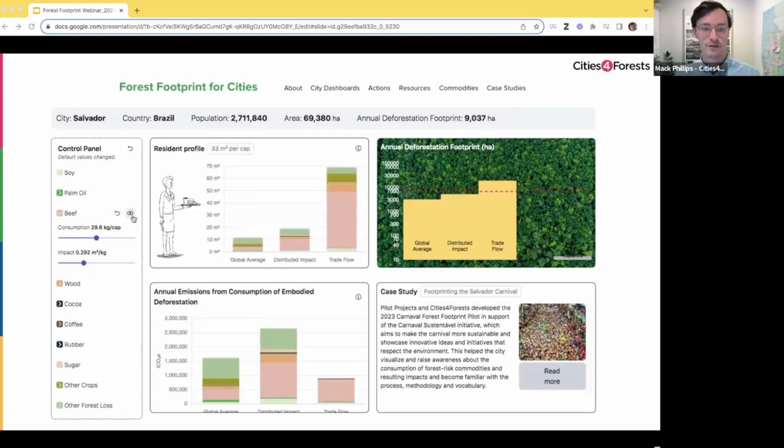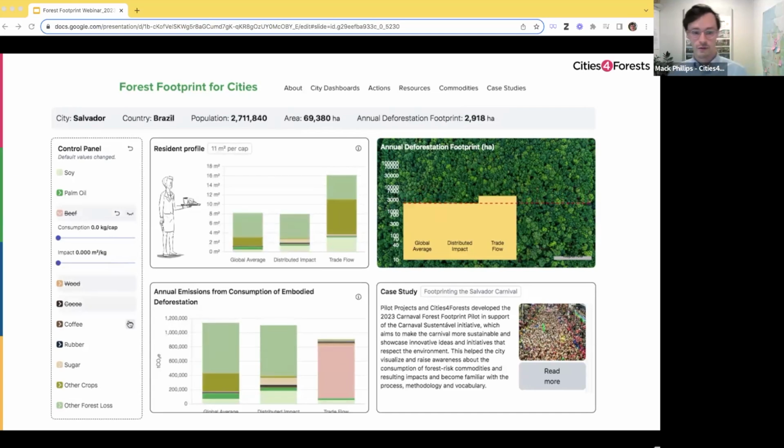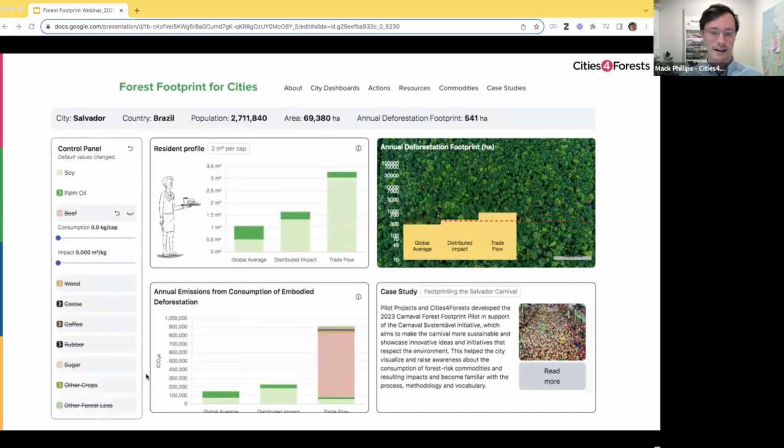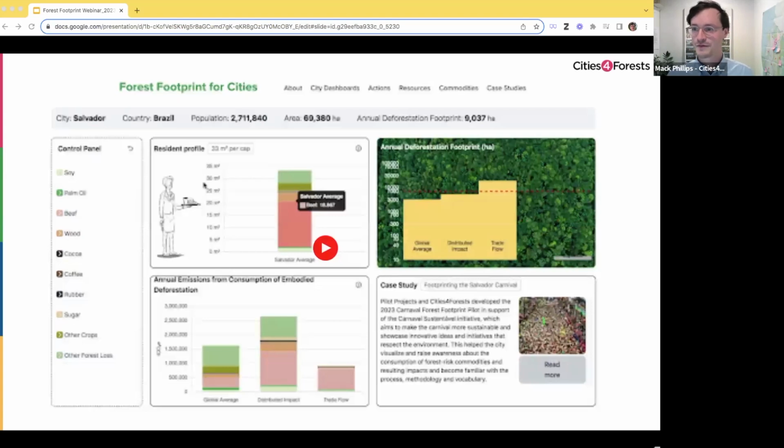Also, with this tool, you can really just mix, like, what if we got rid of beef? What if we got rid of wood? What if we didn't consume any of the commodities? On the other side, you can also use this to isolate the impact of particular commodities. If you want to just compare soy versus palm oil in that case. Is there anything you want to add to that, Scott? I know this is your favorite part.